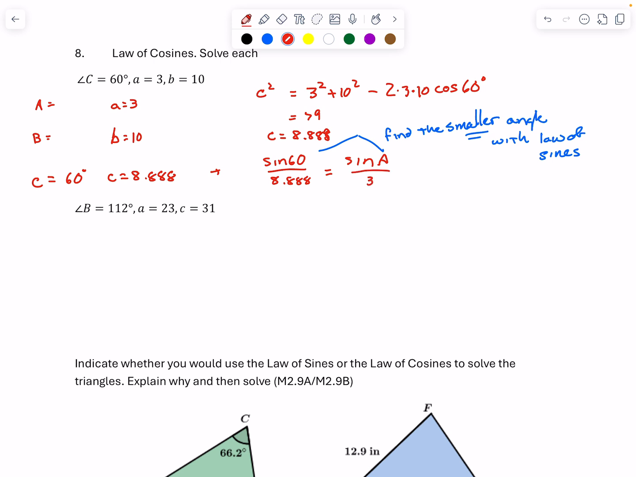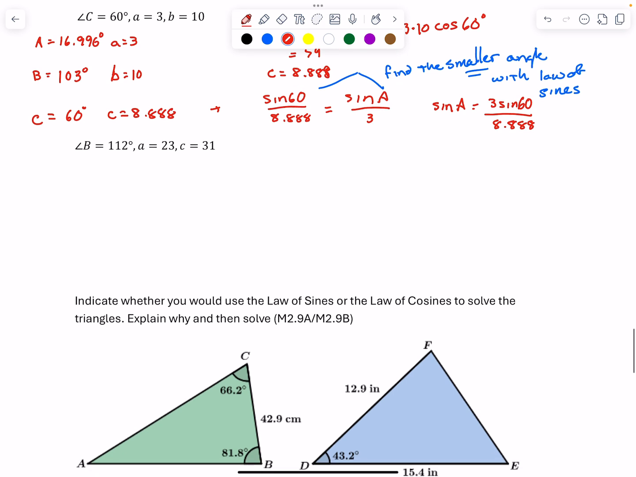Okay, so cross multiplying and then dividing by 8.888. And then doing second sine, you get 16.996 degrees. And once you've done that, you find B. Oh, look, B was bigger than 90 degrees. Okay. Same thing here.